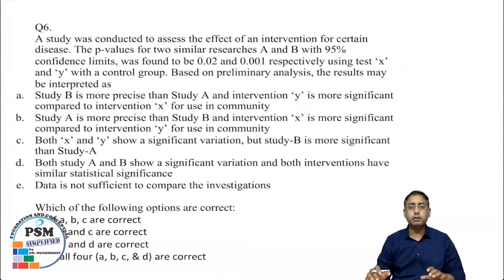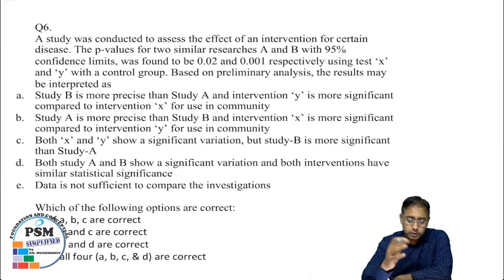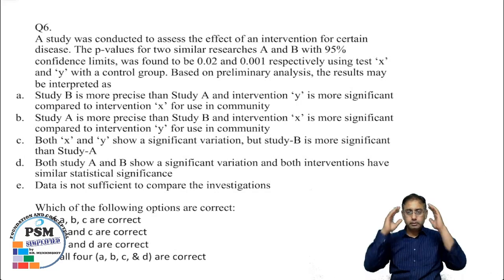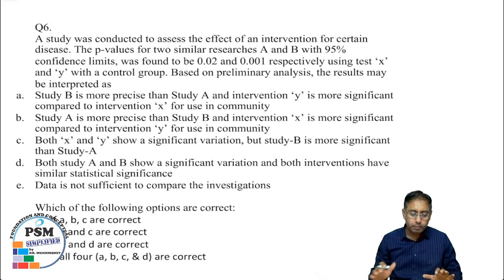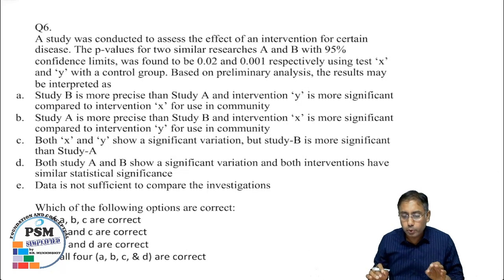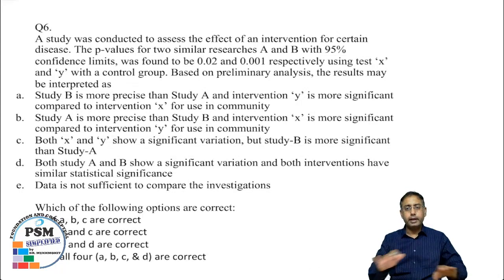Question number 6. Now this is a pretty important question. I think the maximum requests I got on social media were for this question, on how to approach it. It was a very easy question. See, just relax, think for a moment. A study was conducted to assess the effect of an intervention for a certain disease. The p-values for two similar researchers, A and B, with 95% confidence interval were found to be 0.02 and 0.01. That's the end of the MCQ.